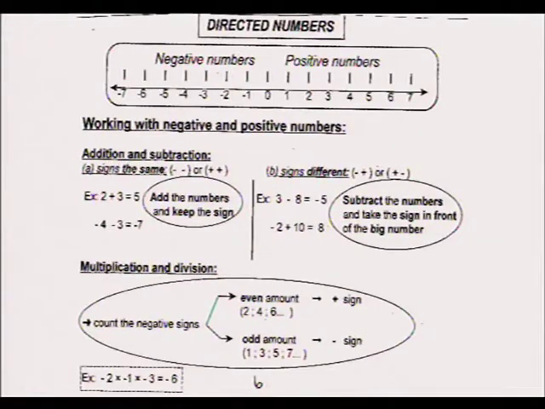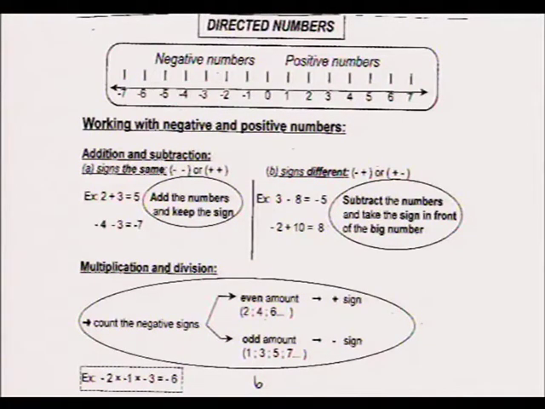The directed numbers, we get negative numbers as well as positive numbers. And don't think negative numbers are difficult, it's just numbers. When you are working with negative and positive numbers, there are addition and subtraction with the signs that you know. Addition and subtraction, if the signs are the same, they stay the same. 2 plus 3 is equal to 5. And if you have minus 4 plus minus 3, that will give you minus 7.